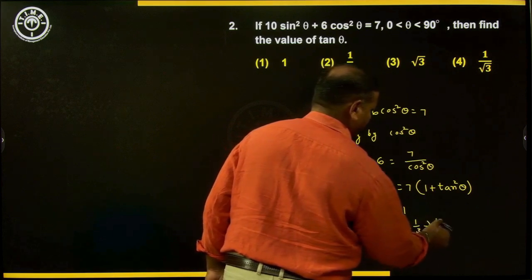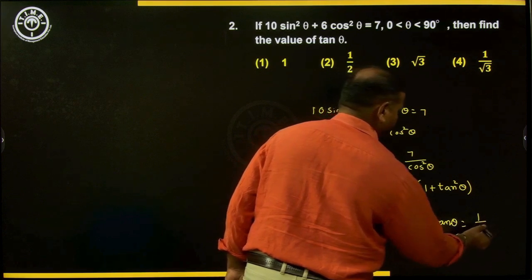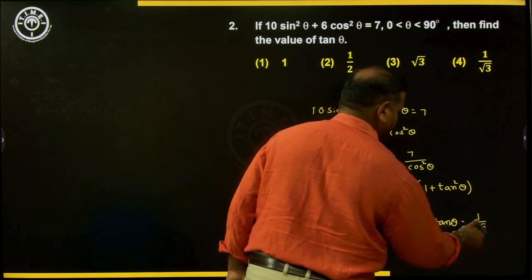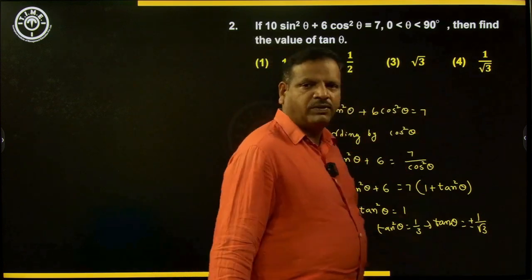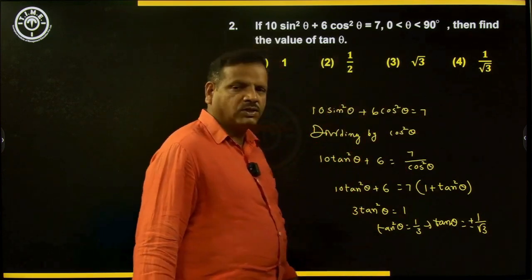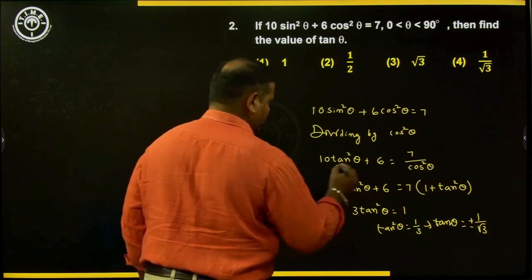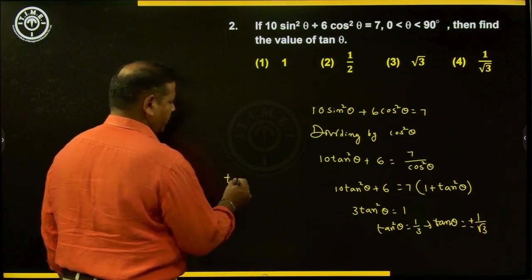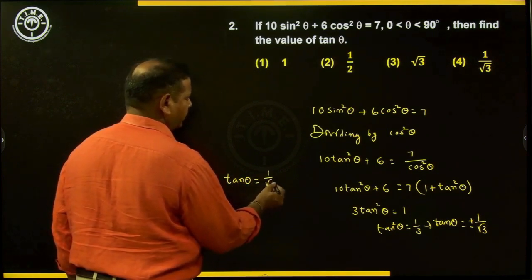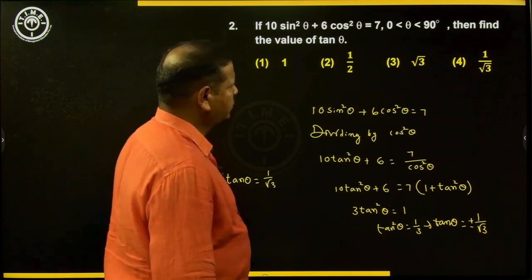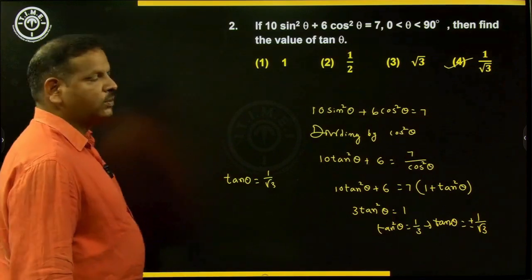From this, what is tan theta? 1 by root 3, of course, plus or minus. But what is said about theta? Theta is acute, theta lies in between 0 and 90. So in the first quadrant, all are positive. That's what we will take. Positive. So tan theta value is nothing but 1 by root 3, which is the fourth option. Fourth option is the right one.